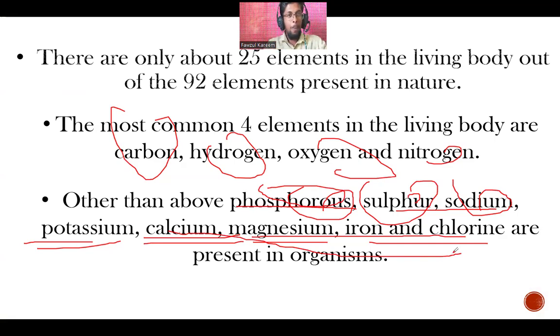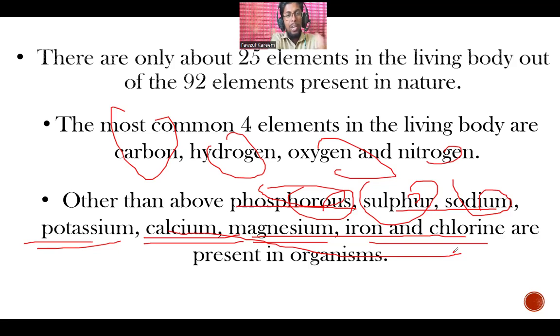118 elements are there. Out of those 118 elements, 92 elements are natural. The remaining ones are artificially created. Out of those natural 92 elements, 25 elements are in our body. But out of those 25 elements, how many of them are main? Four are main. What are they? Carbon, hydrogen, oxygen, nitrogen.